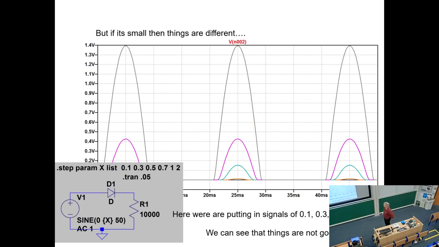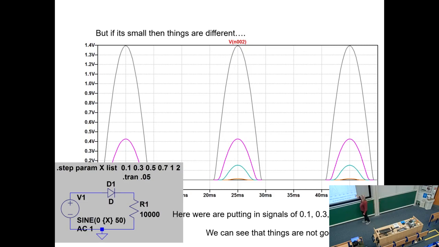But if we start putting in small signals, it's a bit different. Okay. So here we're putting in signals of 0.1 of a volt, 0.3 of a volt, 0.5, 0.7, 1, and 2 volts. And I'll leave it for you to work out which is which. There's a certain logic applied to it. And what we can see is that at very low signal voltages coming in, 0.1 of a volt, we're not seeing anything. So it's 0 buried in here. It's not even registering.